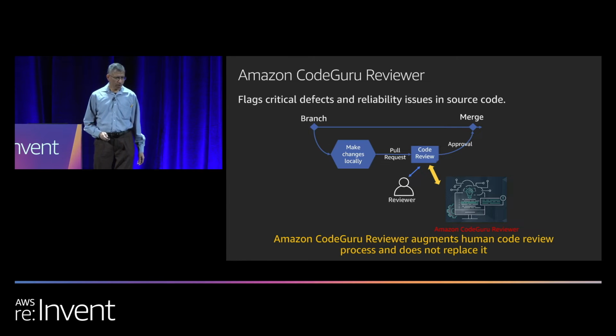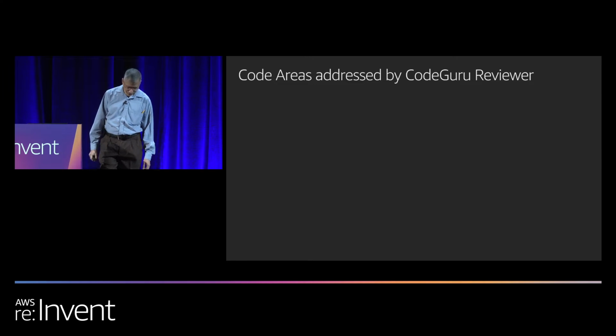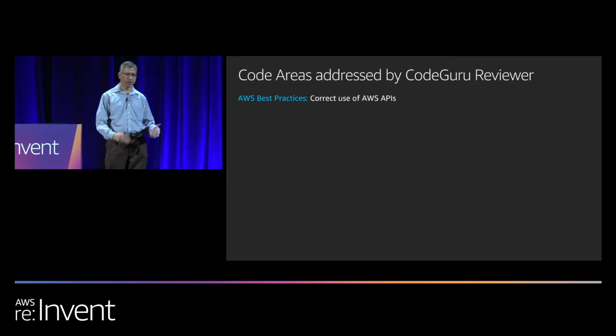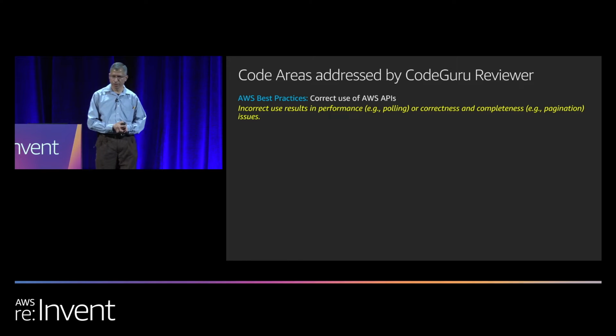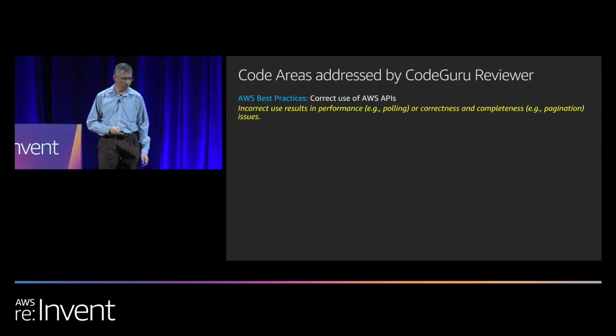So now that I talked about finding defects, let me talk about the code areas that are addressed by Amazon CodeGuru. The first one is the correct use of AWS APIs. AWS has hundreds of services, and the APIs have certain nuances which developers may not always be familiar with, and not knowing them can impact both the performance or the correctness of your code. For example, if you are doing polling instead of waiting, then you suffer performance, and I'll talk about pagination. If you don't use pagination, you may end up with incomplete results, which affects the correctness of your code.